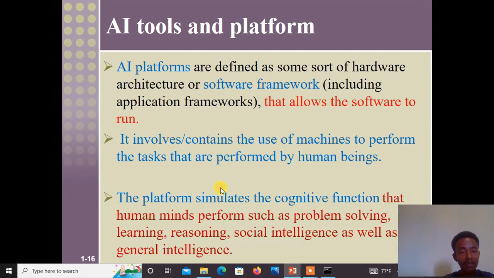So another one is artificial intelligence tools and platforms. A platform can be defined as some sort of hardware architecture or a software framework, including the application, that allows the software to run.